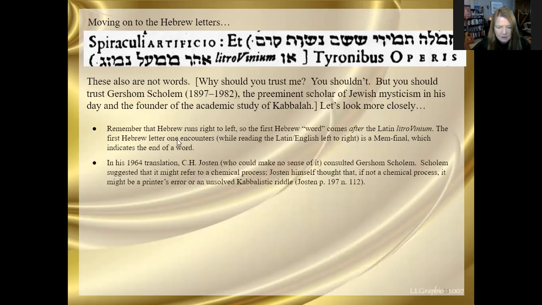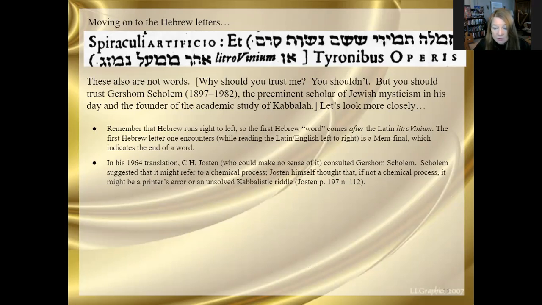There's that screen again, sorry. So in his 1964 translation, C.H. Jostyn tells us what he's done. Now, as a museum curator at Oxford, he is able to reach out to the best scholars in the Western world, so he reaches out to Gershom Scholem.